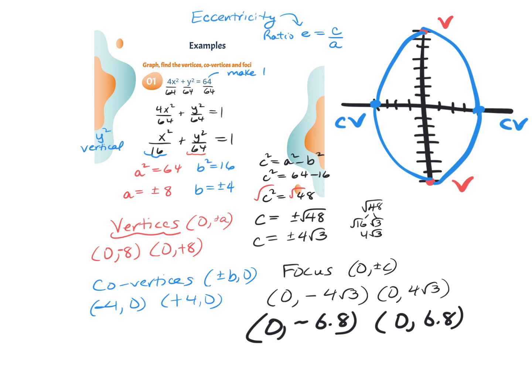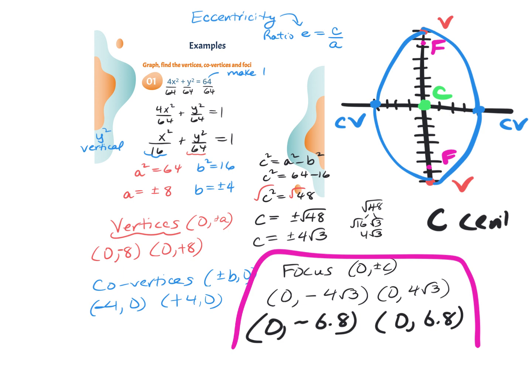And then we're going to approximate the location of these focus points. I'm going to do the focus points in pink. So 1, 2, 3, 4, 5, 6. So about there and about there. You're just approximating them. So this is where the focus is and another focus. And then right here smack in the middle, this is your center. So my center, the C, is (0, 0). These are the vertices, the V. These are the CVs. And then the focus is the F.